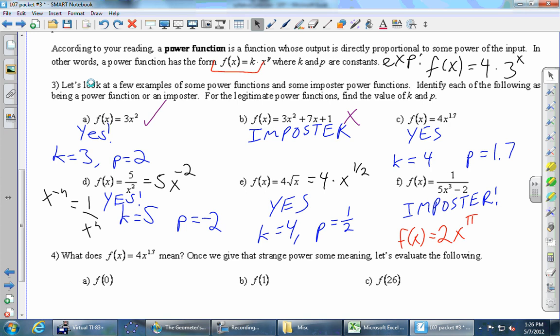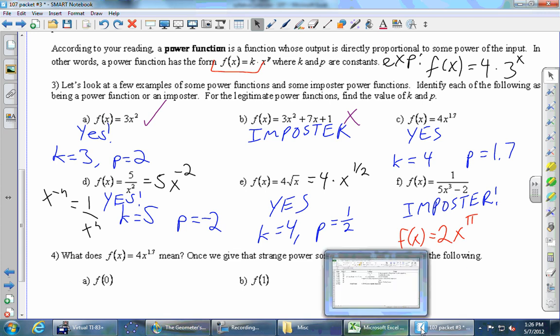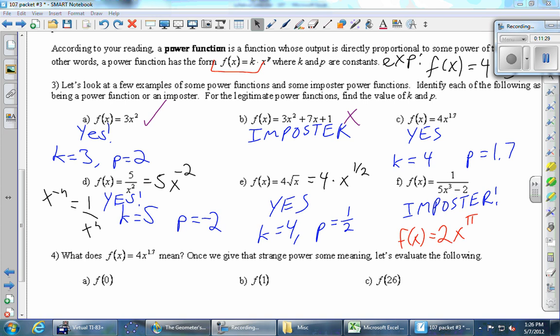Let's try a couple of these. No calculator initially. If I take 0 and stick it in there for x, how much is 0 to the 17? It's 0. What is the 10th root of 0? Also 0. So how much is that first one? It is 0.